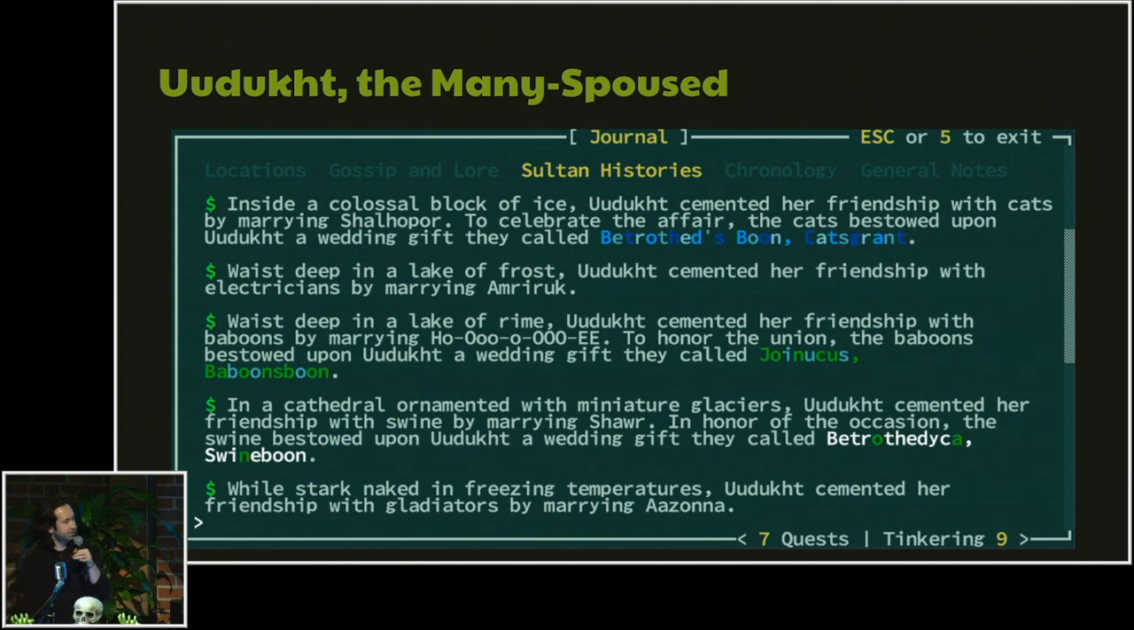And you might have noticed that Uduk seems to be so interested in ice: her wedding location is a colossal block of ice, or a lake of frost, or stark naked in freezing temperatures. You may have surmised that her domain is ice. Whereas Ose's was jewels.